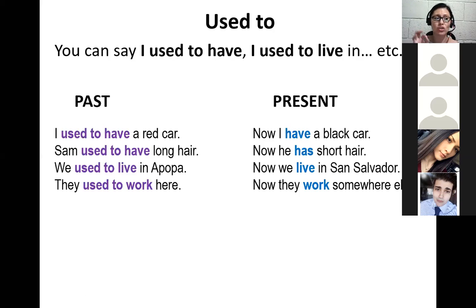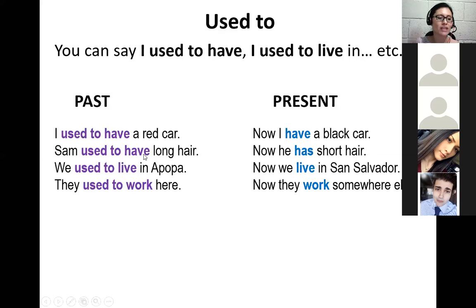Whenever you're using used to, since the verb is already in the simple past, the verb after to is going to be base form, okay? So that's going to be, I used to have a red car, but I won't say I used to have. No, right, that's not correct. Porque el mismo tú nos dice que lo que viene es un verb in base form, una forma base del verbo. Presente, now I have a black car, right?